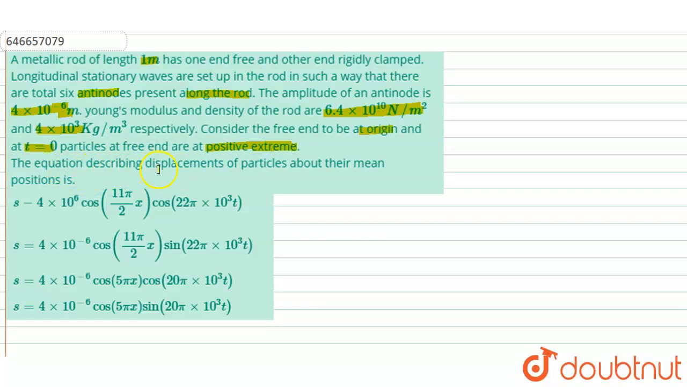Now we have to find the equation describing the displacement of particles about their mean position. That is, we have to find the equation of this stationary wave. So let us first try to draw a diagram for better understanding.